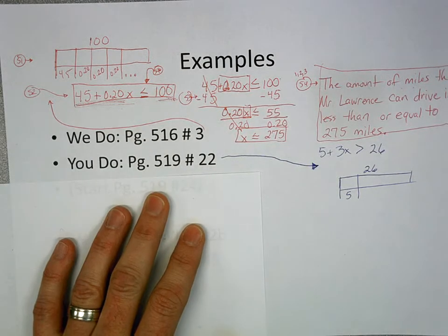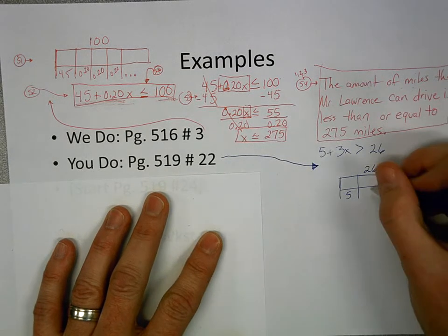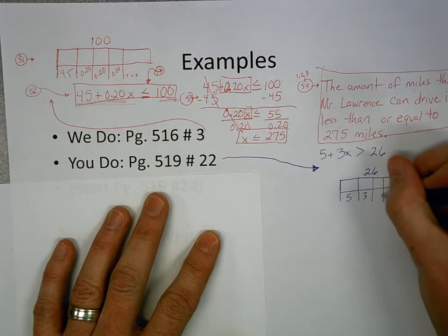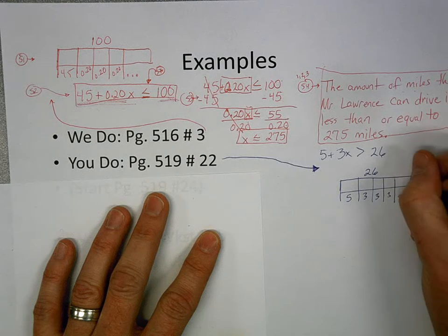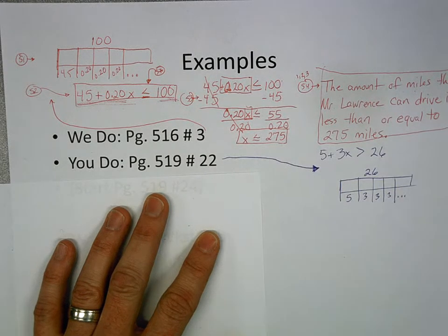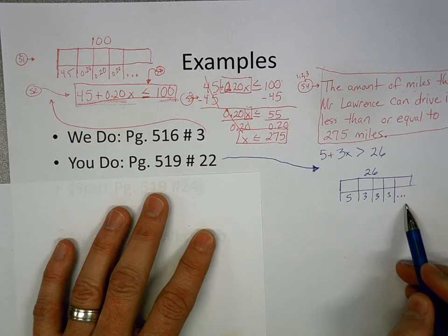Then it says she's going to charge $3 for each hour. So here's the first hour, $3. Here's the next hour, $3. Here's the next hour, $3. Of course, the question is how many hours does she have to work? We don't know. That's actually going to be our variable as well, the amount of hours.